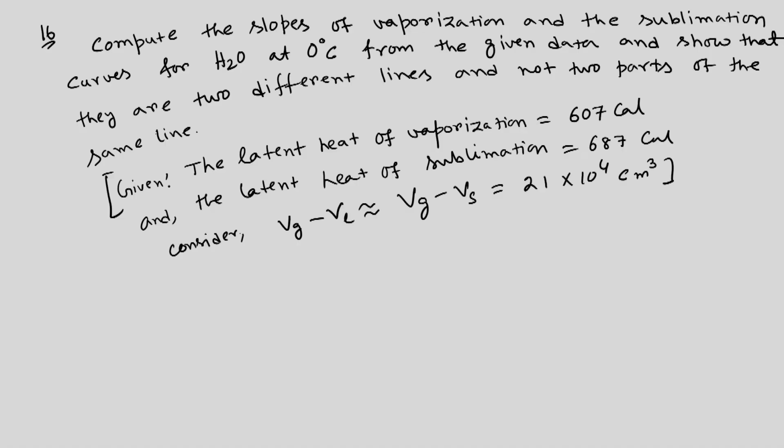This problem is based on phase rule. It says compute the slopes of vaporization and the sublimation curves for H2O at 0 degree Celsius from the given data, so that they are two different lines and not two parts of the same line. Given the latent heat of vaporization and the latent heat of sublimation. These are the values given and we need to consider that volume of gas minus volume of liquid equals volume of gas minus volume of solid equals 21 times 10 to the 4 centimeter cubed. Now, the solution.